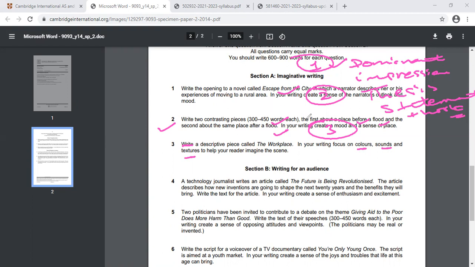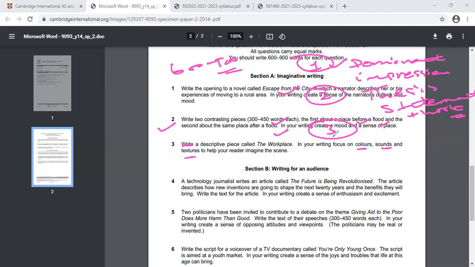Then you're going to start off with probably one idea, for example, colors at your workplace, right? And you got to write one or two or three paragraphs. It depends because you have 600 to 900 word count. So you may want to have two or three paragraphs about colors, then two, three paragraphs about sounds, then two, three paragraphs about texture, and finally you got to have a concluding paragraph. So this is how you got to structure your essay, basically.